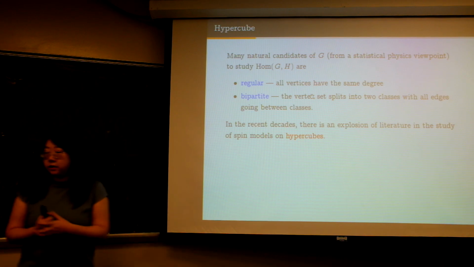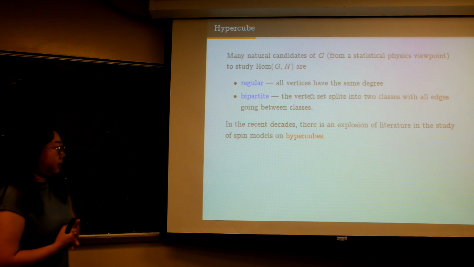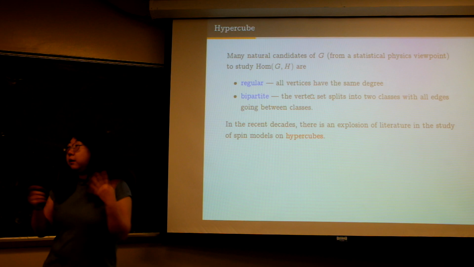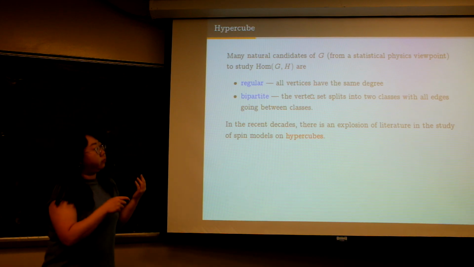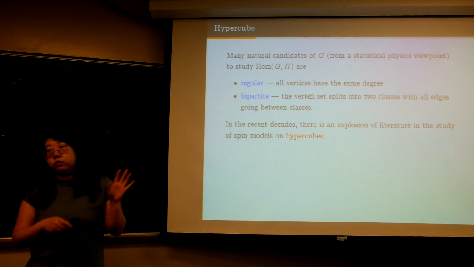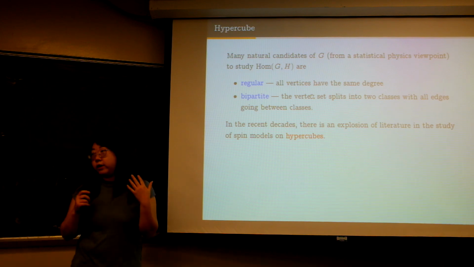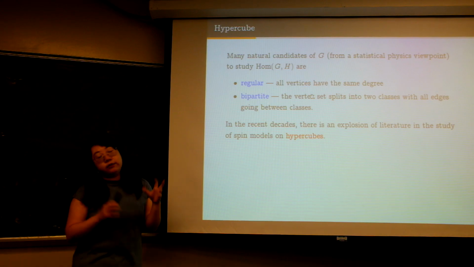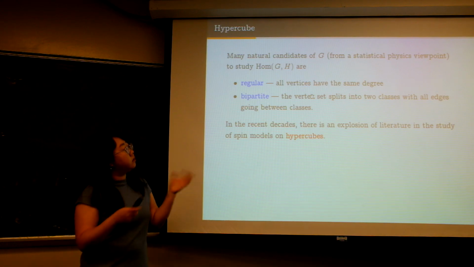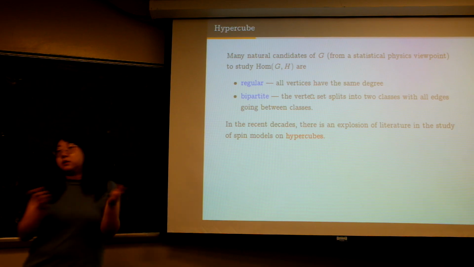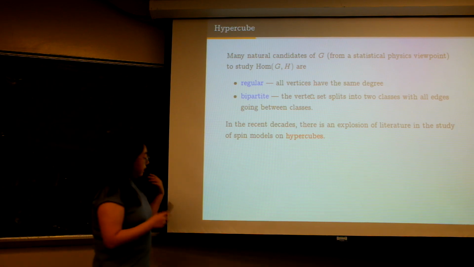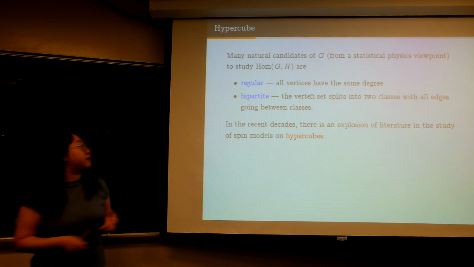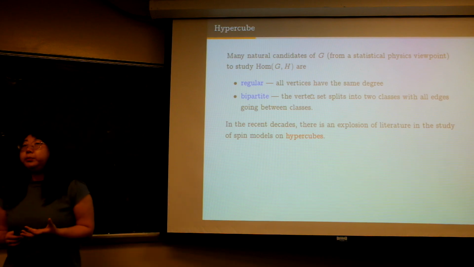A little bit of motivation. This again comes from statistical physics. From their point of view, a lot of the graphs G they care about satisfy these two properties. The first one is regular, which means all the vertices have the same degree, so it's kind of symmetric. The second is bipartite, which means you can split the vertex set into two sets where you only have edges going between these two classes. And in particular, in recent decades, there has been an explosion of literature studying spin models on the hypercube.